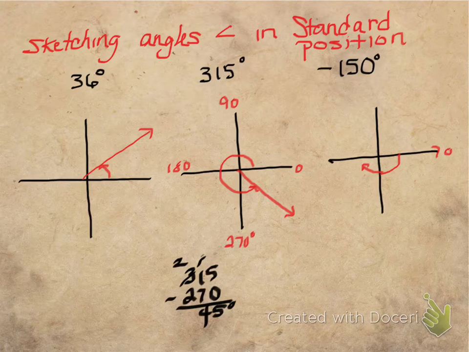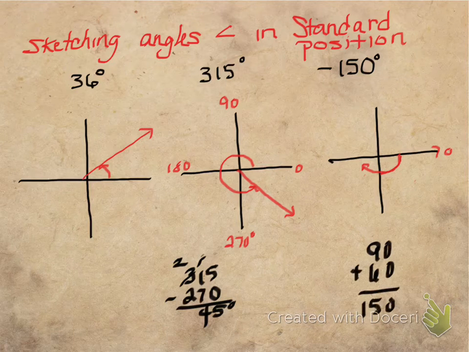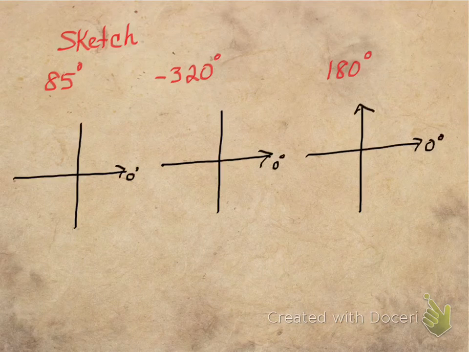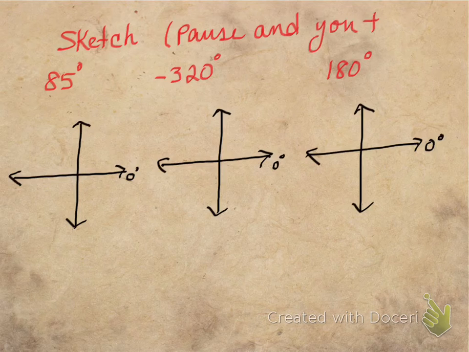Negative 150. Again, I'm going down. I'm going clockwise. I go 90 degrees plus another 60 degrees. And there's the terminal side. So drawing these standard position angles I don't believe is too difficult. So you might want to pause the video right now and try these on your own before you look at my explanation.